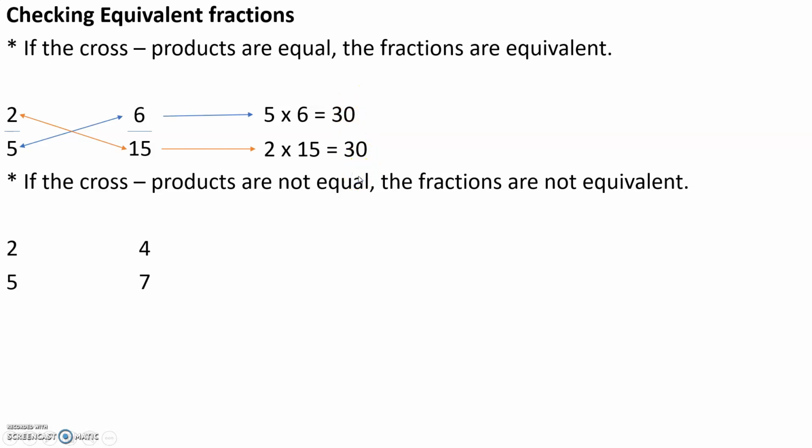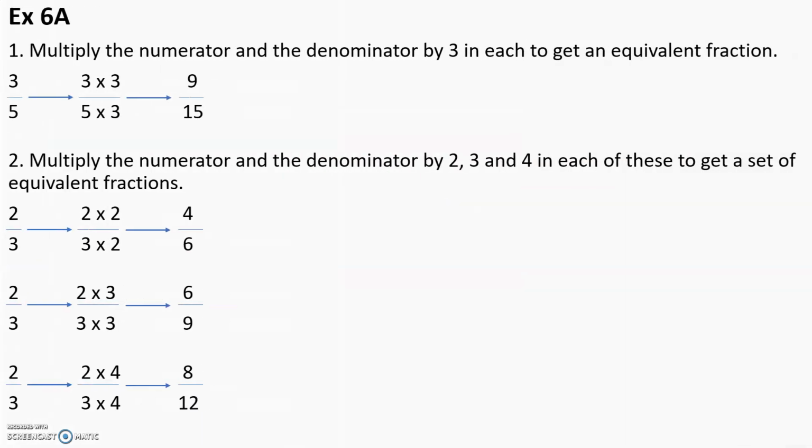Here, 2 upon 5 and 4 upon 7. When we cross multiply, 5 into 4 is 20 and 2 into 7 is 14. See this, they are different. So that means they are not equivalent.